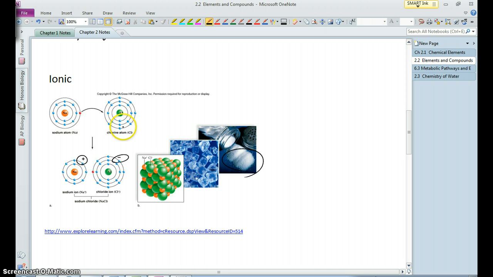Notice here that with chlorine, it has 1, 2, 3, 4, 5, 6, 7 electrons in its outer orbital. It would like to have one more to be happy. Sodium just has one. So chlorine really wants to get that extra electron, and so it takes it from sodium. Sodium only has that one lonely electron in its outer orbital, so it's willing to give it up, because now it has 8 in its outer orbital, and chlorine has 8, so they're both happy. They have formed ions, and they bond together.